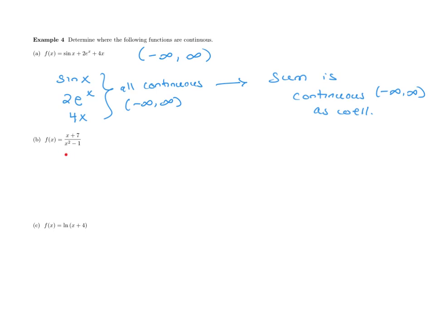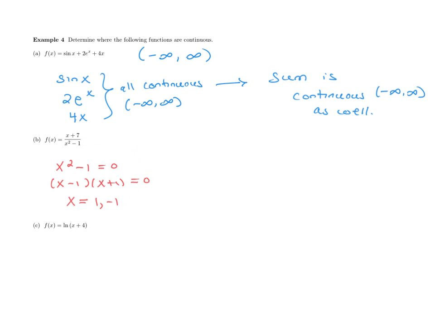Let's look at part b. Here we have a function that is rational. It's x plus 7 divided by x squared minus 1. Where is this thing continuous? The only thing that could go wrong in this function is if the denominator was equal to 0, which, if you factor it, you get x minus 1 times x plus 1. And there's exactly 2 numbers that make this 0, 1 and negative 1. What does this mean? As long as you don't use these 2 numbers, this function is continuous.